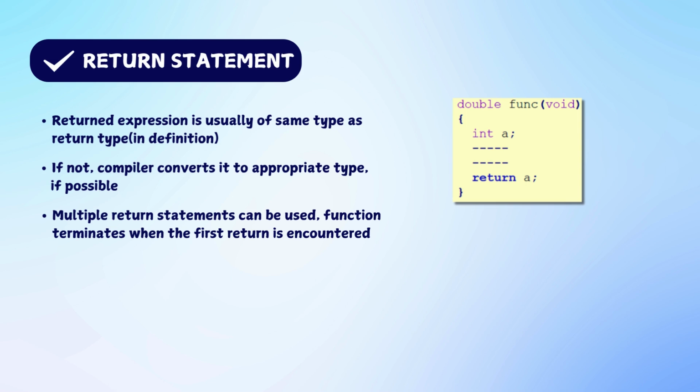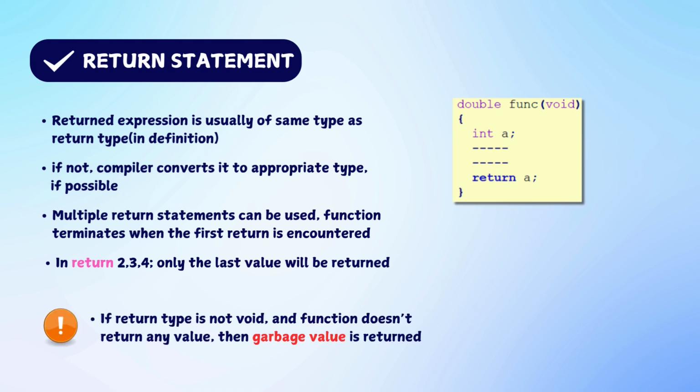The function will terminate when the first return statement is encountered, and all other statements after this return statement will not be executed. In the expression return 2, 3, 4, only the last value will be returned, and multiple values will not be returned by this function. An important point to consider is if the return type is not void and the function is not returning any value, in this case, a garbage value will be returned.